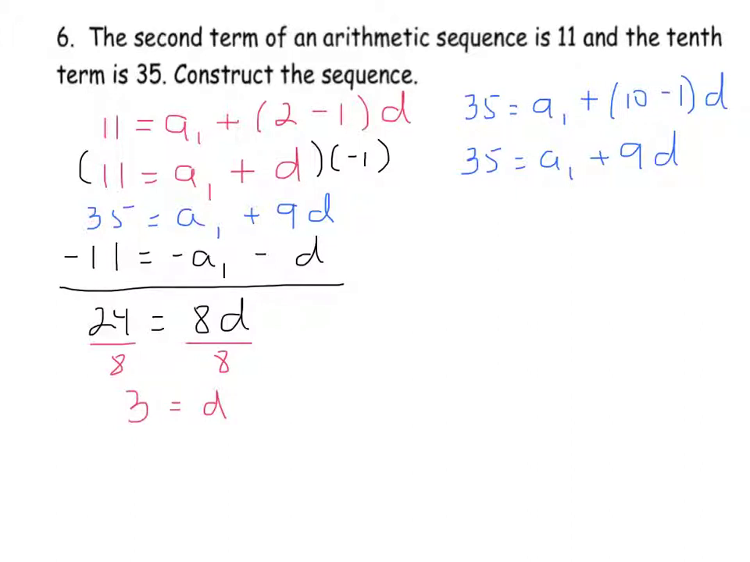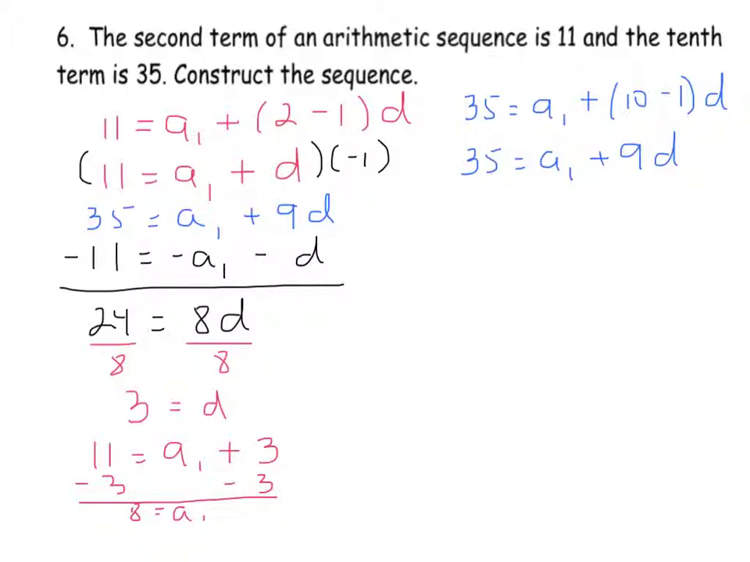So now that I have the common difference, I can go back to one or the other original equation. So I'm going to go back to this first one right here and substitute in the common difference. So 11 equals a1 plus 3, where 3 is my common difference, and if I subtract 3, I will get a1 equals 8.